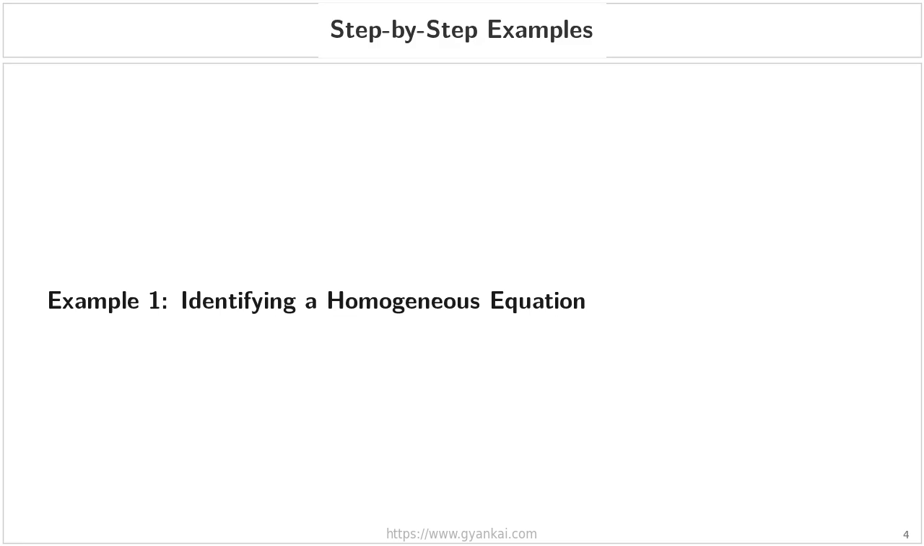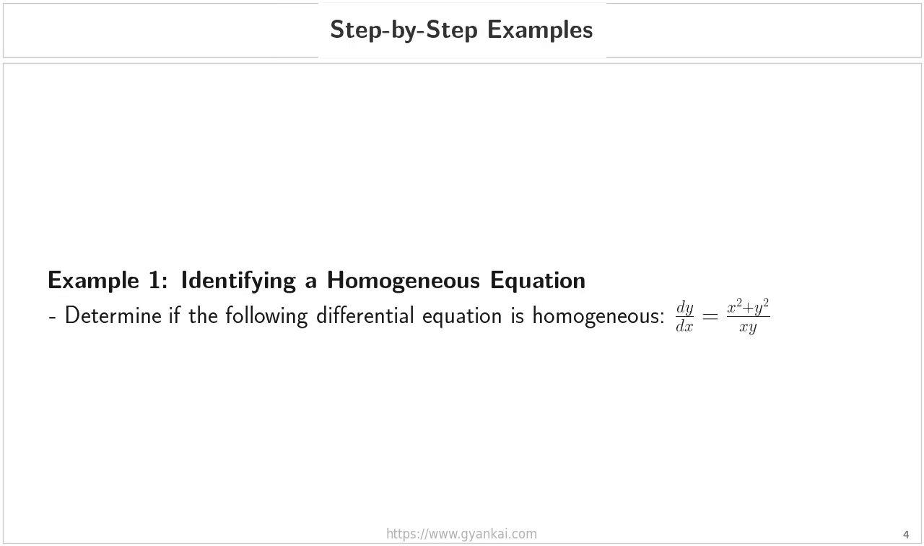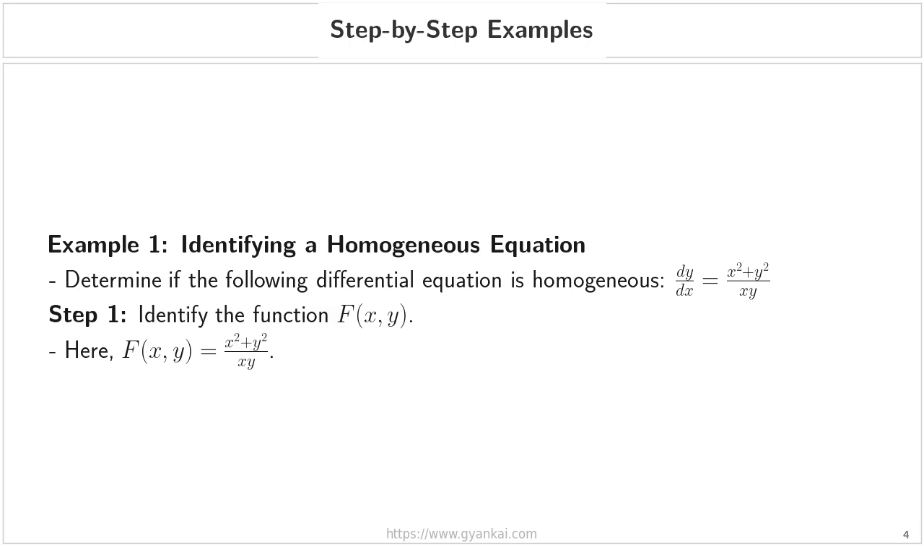Step-by-step examples. Now that we have covered the theoretical definitions and the two methods of identification, let's put that knowledge into practice with our first concrete example. Our goal here is to determine if the following differential equation is homogeneous. dy by dx equals the quantity x squared plus y squared, all over x times y. To solve this, we will follow a systematic approach. Step 1. We first identify our function, which we call f of x and y.